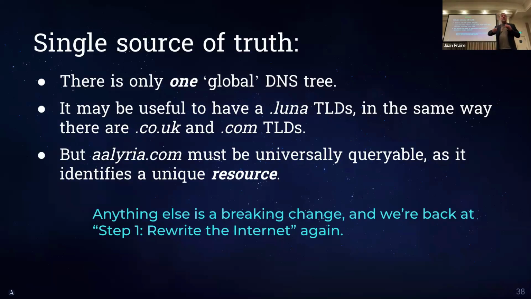And there's some details, no objection to a .luna top-level domain. That sounds great. In the same way that there's a .uk and a .com and there's even a .us, and I'm not sure who uses it, but it exists. That's great. Divide up the scope. That's fine. But there's only one DNS. If you look up Aalyria.com, you should get the Aalyria resource because it's owned by Aalyria. Just because you're on the moon, you can't squat on Aalyria or Google, for example.